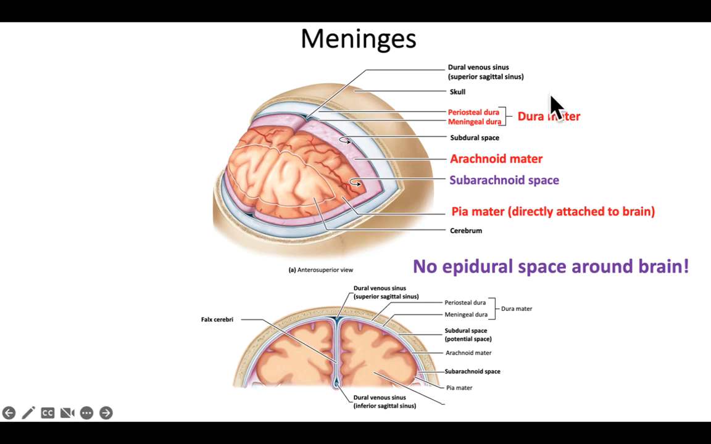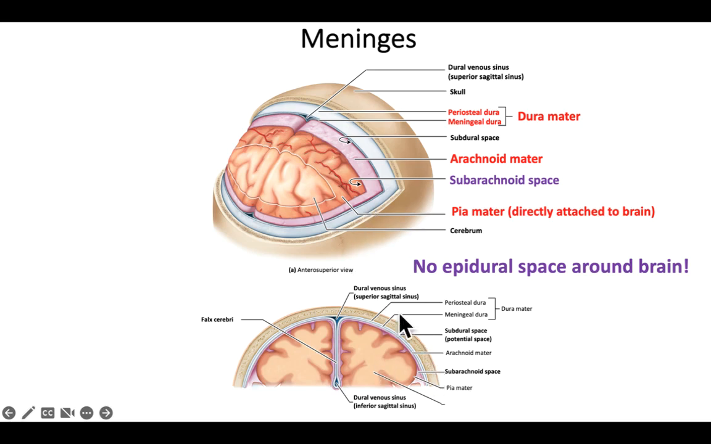So you have a little bit of difference here. You've got no epidural space. You've got two layers of the dura, which form dural venous sinuses. Then you have the arachnoid. Then you have subarachnoid space. Now remember why the subarachnoid space is so important. That's where you're going to find cerebrospinal fluid. And then you hit the pia, which is directly attached to the brain.